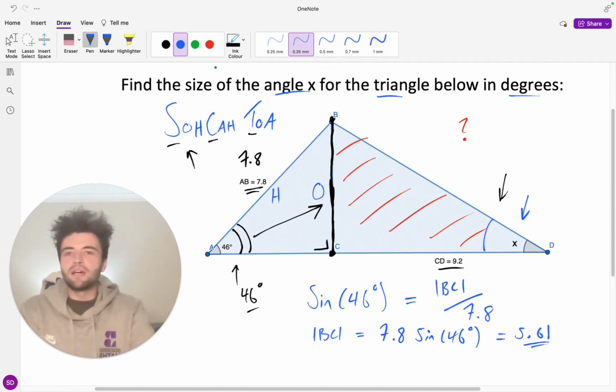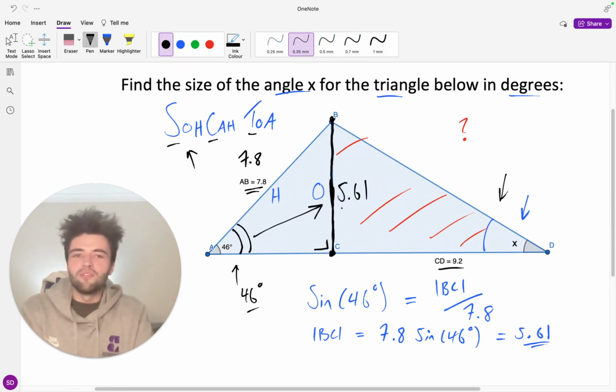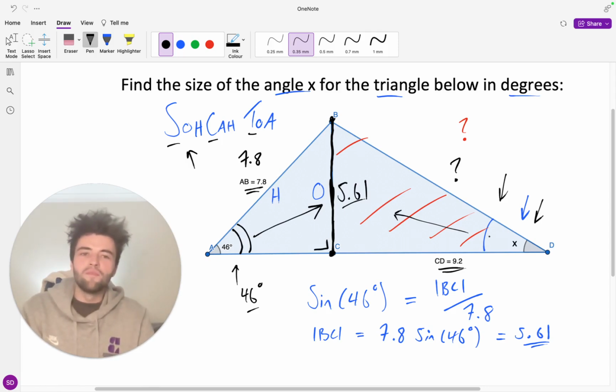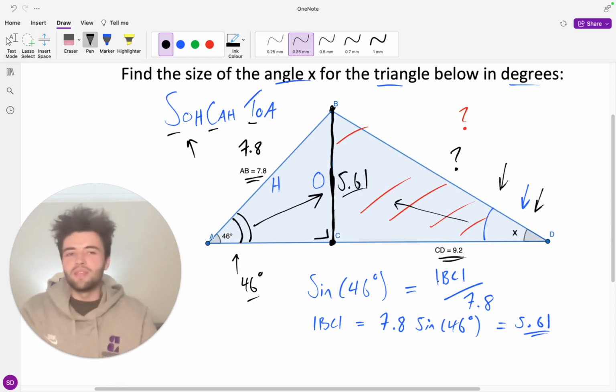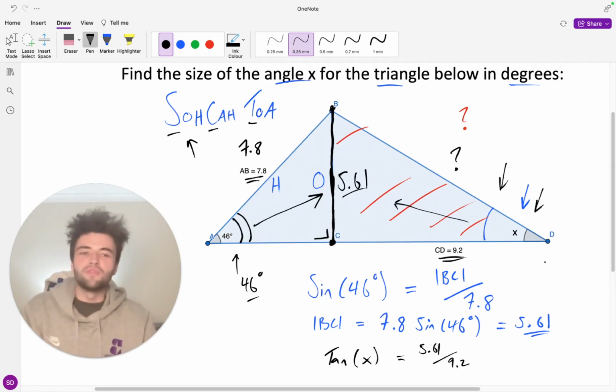And so what this means is that now that we have this length of 5.61, we do have enough information to find our angle x, which once again is in the bottom right. If we look at x now, we can see that the side opposite the angle x is that side 5.61. We don't have the hypotenuse at the top here, but we do have the adjacent, which is 9.2. So we can set up an equation now to find the size of the angle x. We have our sides and we're looking for the angle. Because we're dealing with the opposite and the adjacent, we're going to use tan. So we have tan of x is equal to 5.61 divided by 9.2.